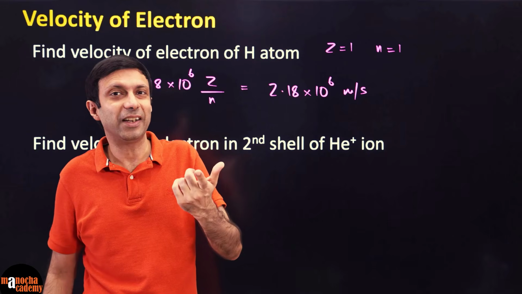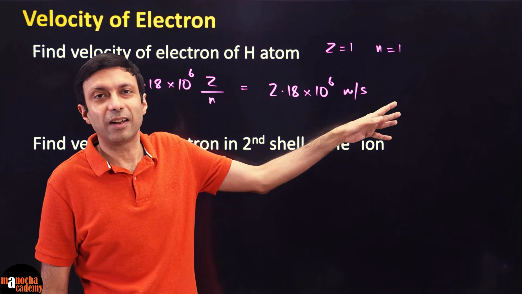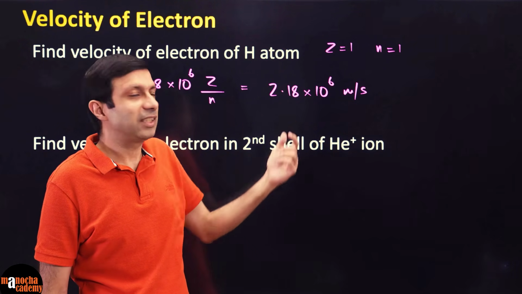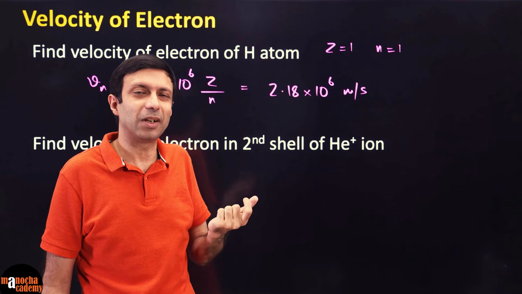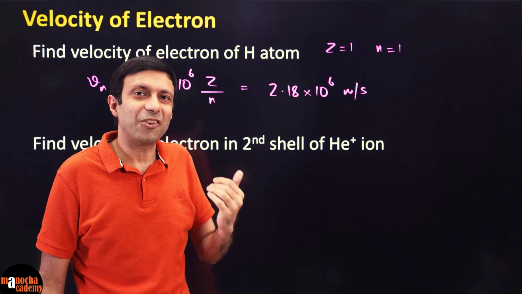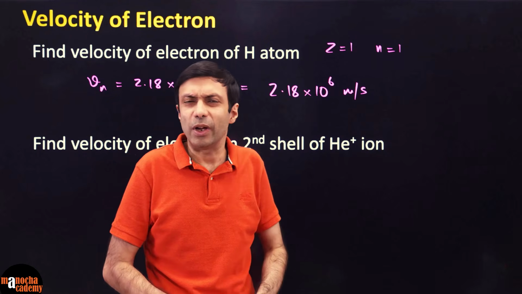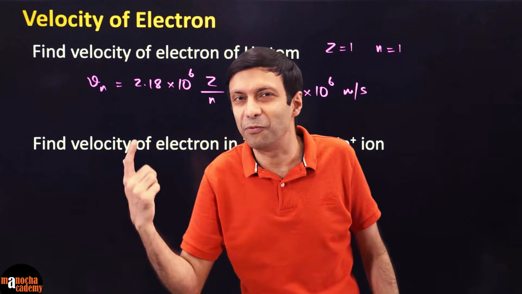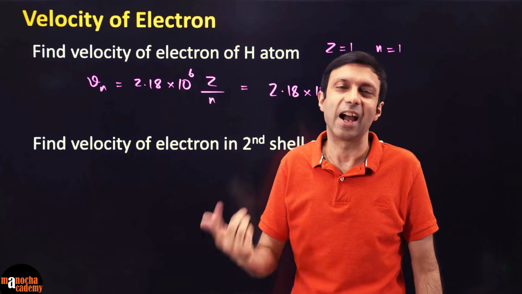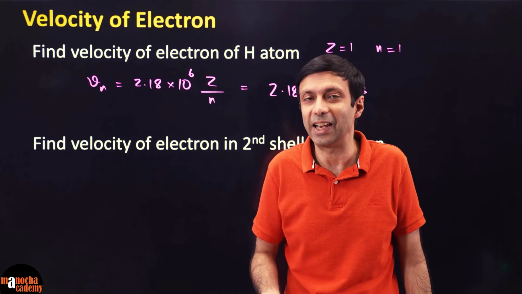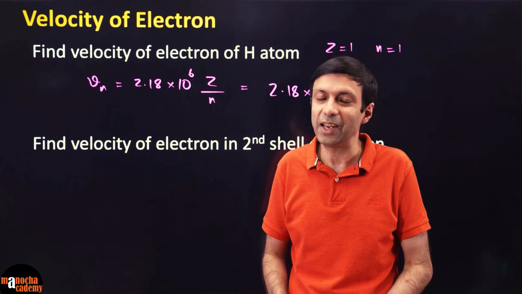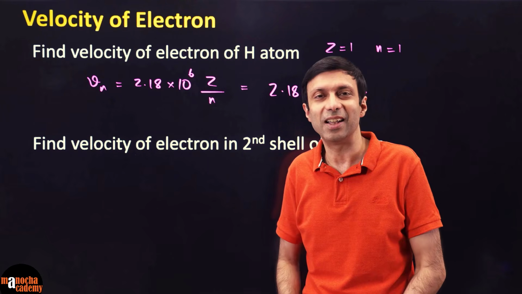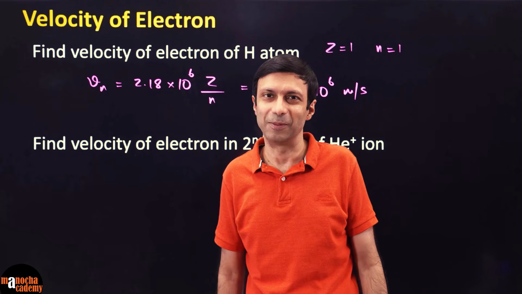Because you know what is speed of light? Speed of light is 3 into 10 to the power 8 meter per second. So this is like 100 times approximately, or little less than 100 times slower than speed of light. So electron is going very fast in the hydrogen atom, or in fact in any of the atoms, the electrons have a very high speed, and you guys can calculate that using this velocity formula.